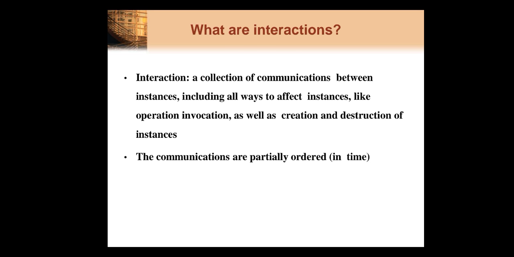Continuously we are saying the interaction between the objects is represented with the help of messages. So what is interaction? Interaction is a collection of communications between instances, including all the ways to affect instances, like operation invocation as well as creation and destruction of instances. The communications are partially ordered in time. It shows how two parties can communicate with each other. And in software modeling, we represent this interaction between two objects with the help of messages.